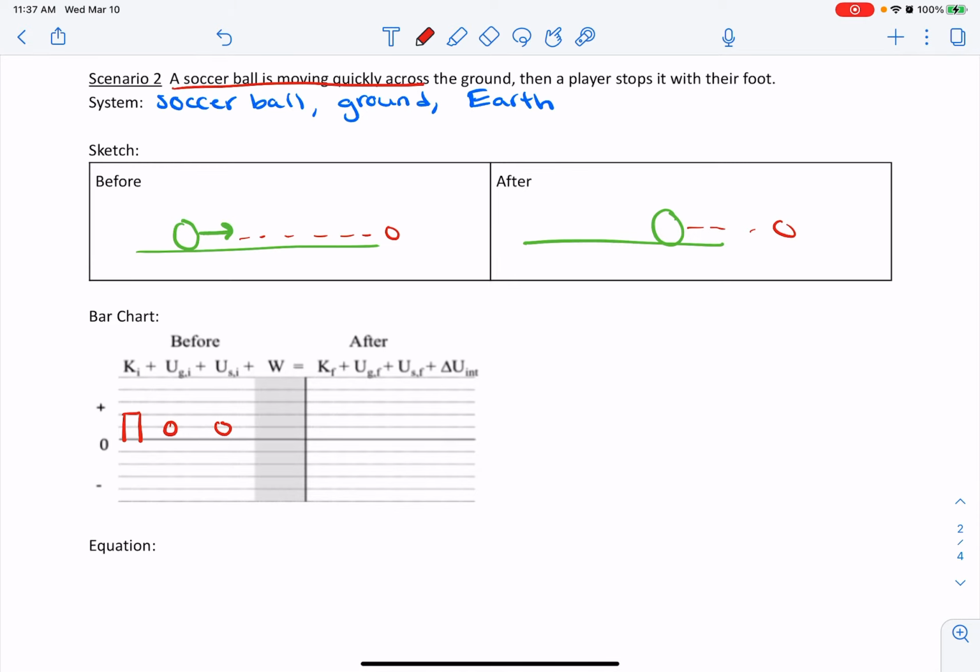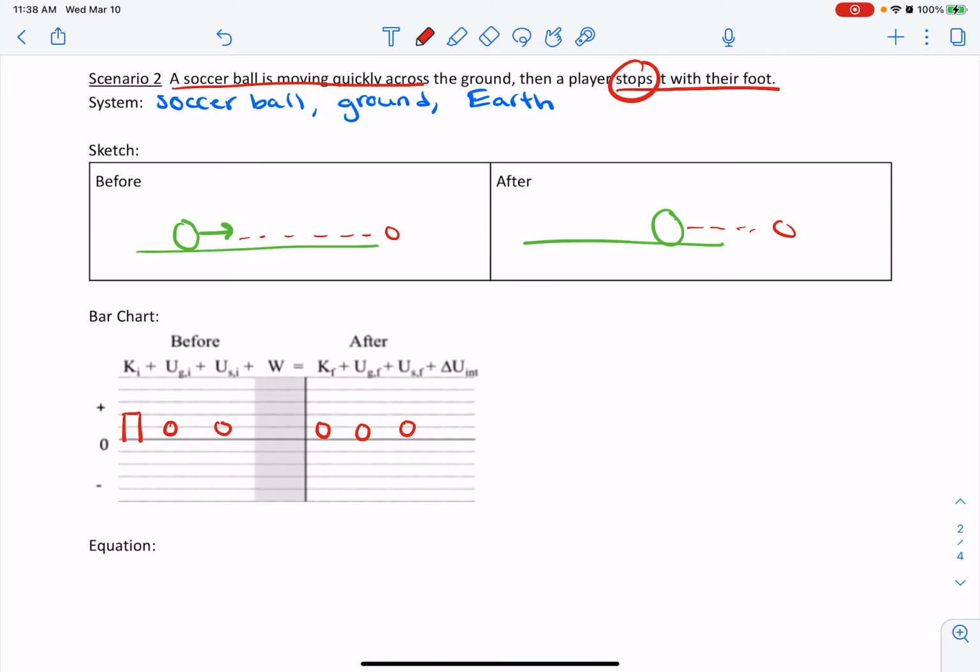Okay, then after, it stops with their foot, right? So it stops, that means that it's no longer moving. If our object isn't moving, it has 0 kinetic. Now, it's at that same reference level, so it still doesn't have gravitational potential energy. We don't have any springs, no rubber bands, nothing like that still, so no elastic. Okay? Now, thinking about this, we know there's going to have to be something like work or internal energy.